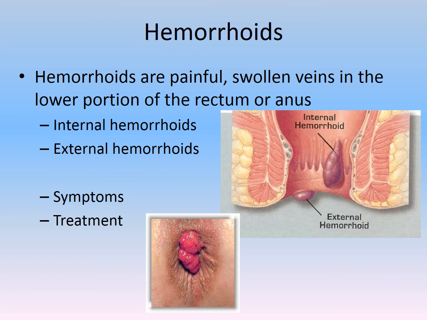So let's talk about hemorrhoids. What are hemorrhoids? They're painful, swollen veins in the lower portion of the rectum or anus. Internal hemorrhoids occur just inside the anus at the beginning of the rectum, and external hemorrhoids occur at the anal opening, and they can actually hang outside of the anus.